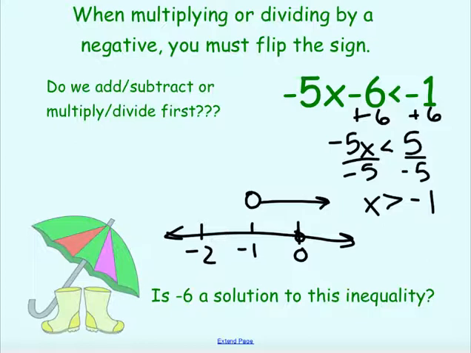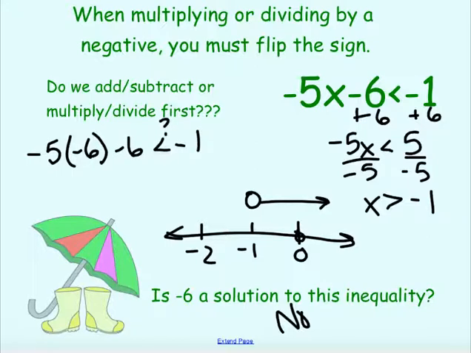And we would say no. One, because the graph, it is not pointing towards -6. So it's not in our solution set, and we can also plug in -6 into our inequality and see if it's true. So for example, we could do -5 times -6 minus 6, is that less than -1? That is the question. So we say 30 minus 6, is that less than -1? 24, is that less than -1? No, so it is not a solution to the inequality.